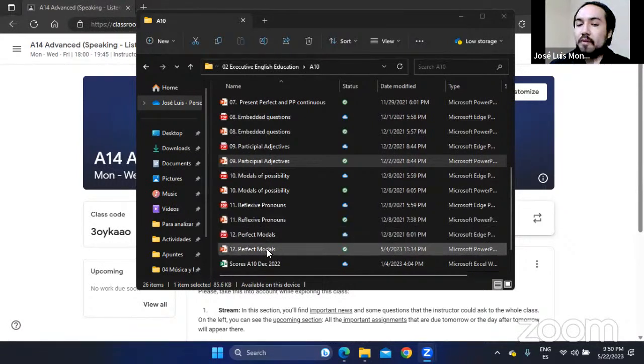And finally, perfect modals, right? We have should have, must have, may have, could have, right? And they refer to past models to draw conclusions, to talk about past possibilities, to talk about regrets, and well, mainly that, right? Mainly those elements. But that's it.